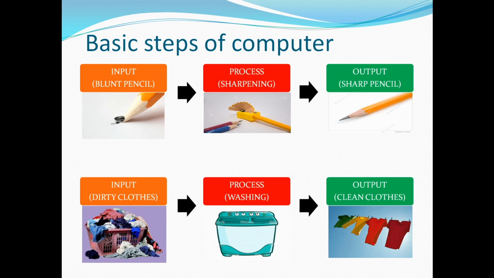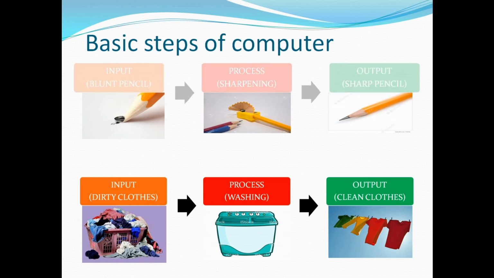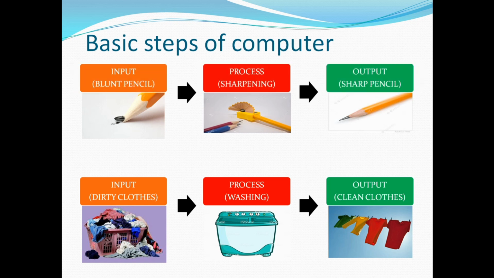Before explaining these basic steps of a computer system, firstly I will explain to you some real life examples. Suppose children, you have one blunt pencil and you want a sharp pencil. You will take your blunt pencil, this is input, then you will put your blunt pencil in the sharpener for sharpening. So sharpening is the process and then you will get the sharp pencil. So this sharp pencil is output.